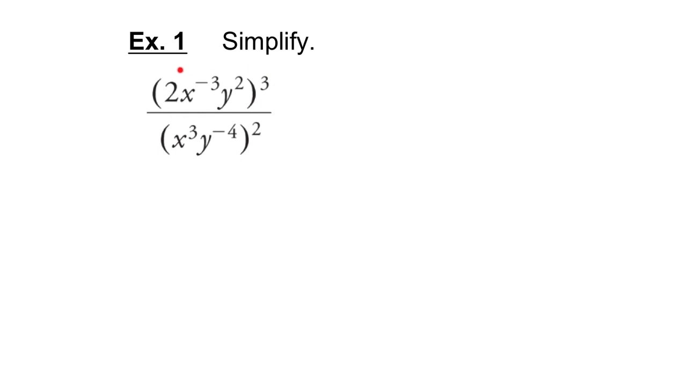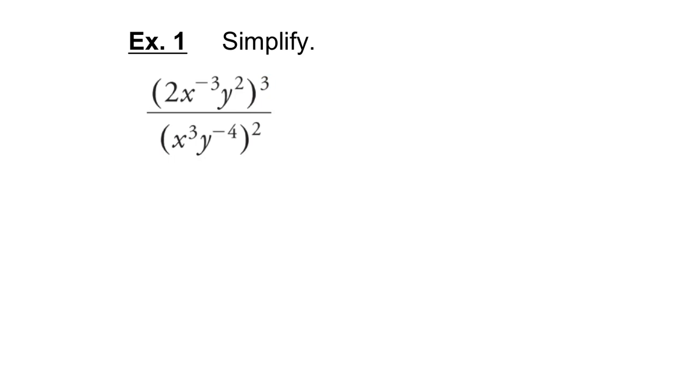I see this fraction, and I can't simplify the x's right off the bat because look at this. I have a power with this expression as its base. So I'm going to simplify the numerator first, then I'm going to simplify the denominator separately, and then I can start simplifying the fraction. If I look at the numerator first, this exponent of 3 applies to the entire thing in the brackets. So the 2, the x to the minus 3, and the y to the 2 all have an exponent of 3.